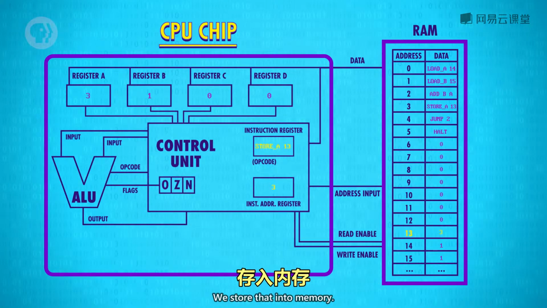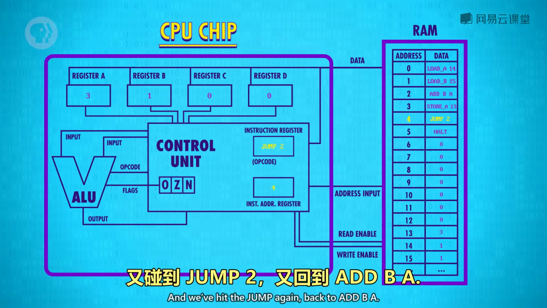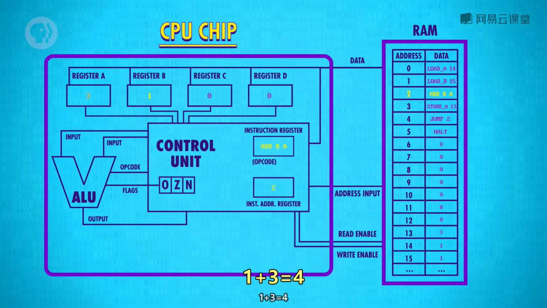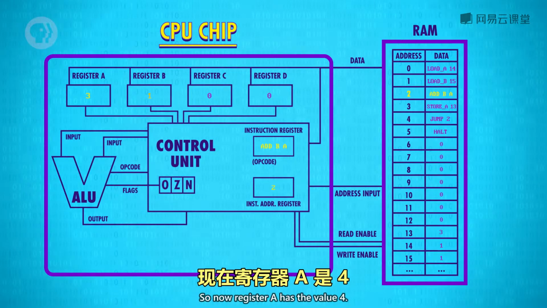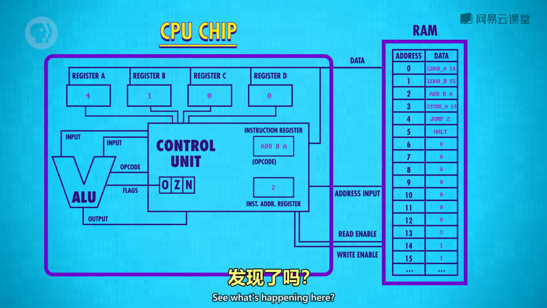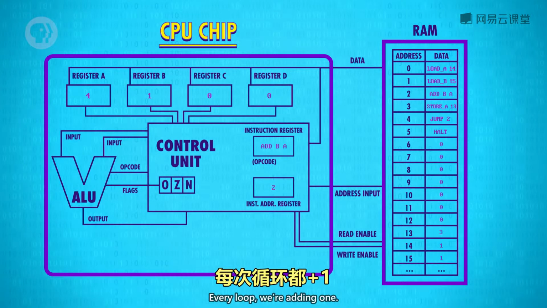We store that into memory and we've hit the jump again, back to add B A. 1 plus 3 equals 4, so now register A has the value 4. See what's happening here? Every loop we're adding one, it's counting up.